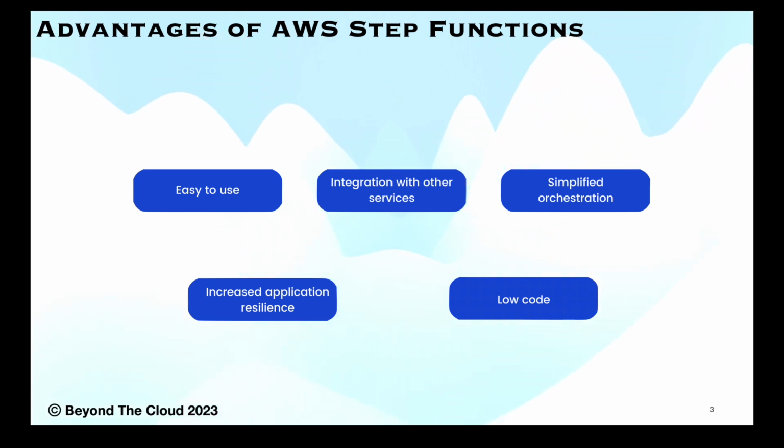It can integrate seamlessly with AWS services like Lambda, Batch, ECS, and more, allowing you to leverage the full AWS ecosystem in your organization. The orchestration part is also very simplified. Step Functions abstract the complexity of orchestrating various AWS services and resources, making it easier to manage workflows. Step Functions are highly reliable and also scalable, ensuring that your workflow runs smoothly even in high demand scenarios.